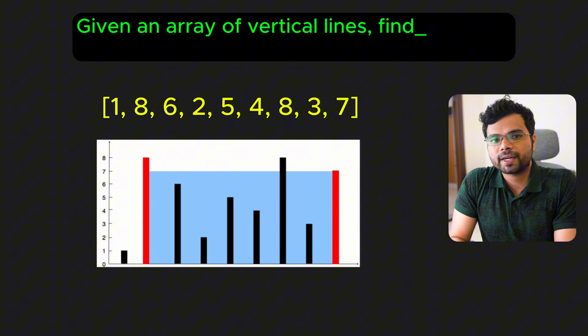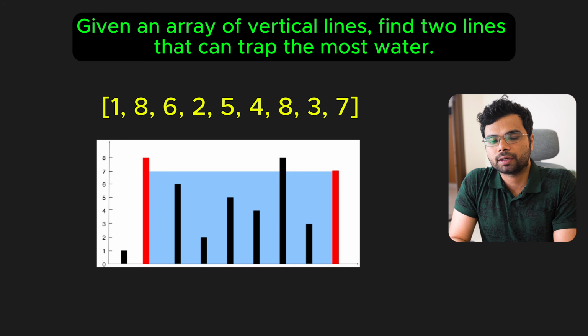You are given an array where each element represents the height of a vertical line. The goal is to find two lines that can trap the most water between them. In other words, we are looking for the two lines that form the container with the maximum area.